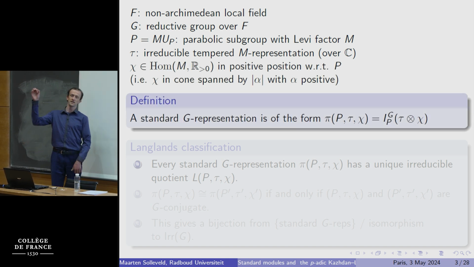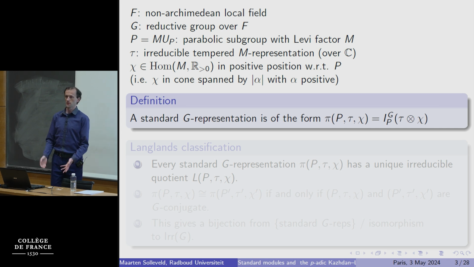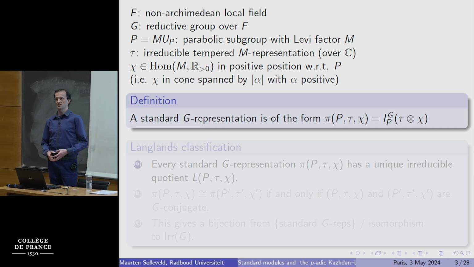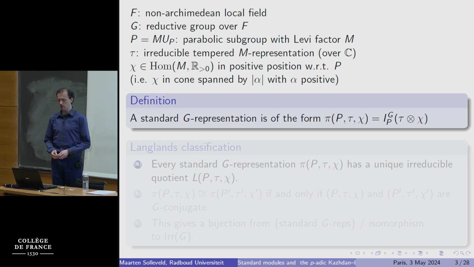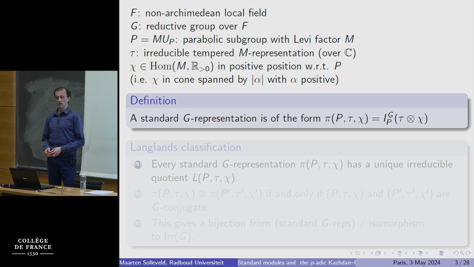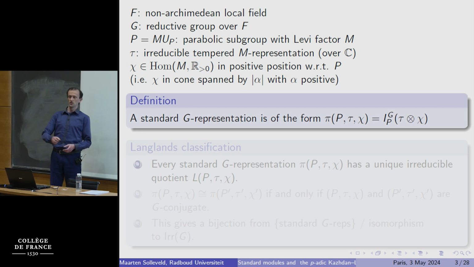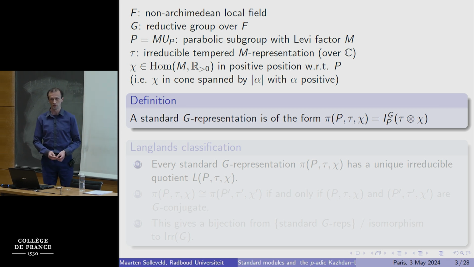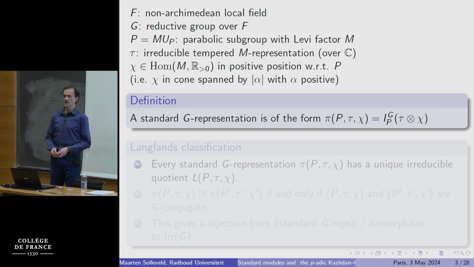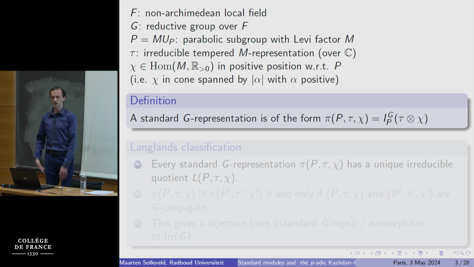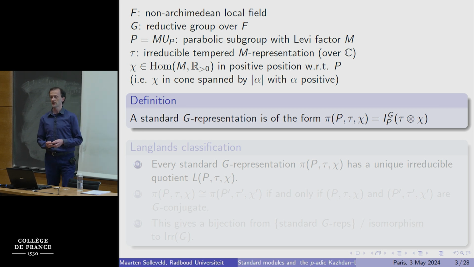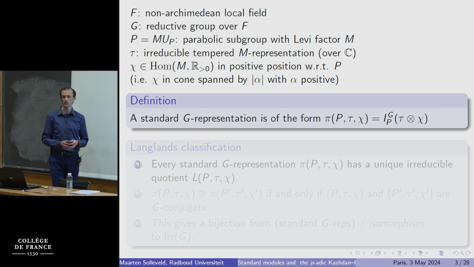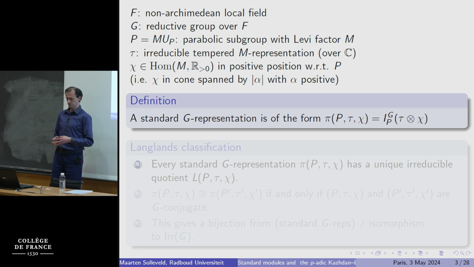You can also take this tempered representation of the Levi subgroup M, and tensor it with a character of M which is unramified, but not only that, it in fact has positive values, and it's positive in the direction of your parabolic P in a suitable sense. Then you tensor your tempered representation tau with this character chi, and take the normalized parabolic induction, and that's by definition a standard representation in the context of reductive p-adic groups.